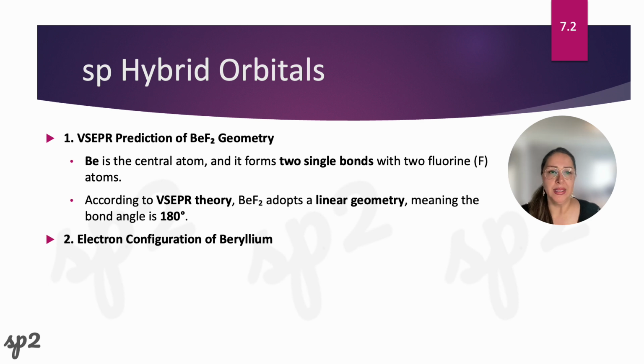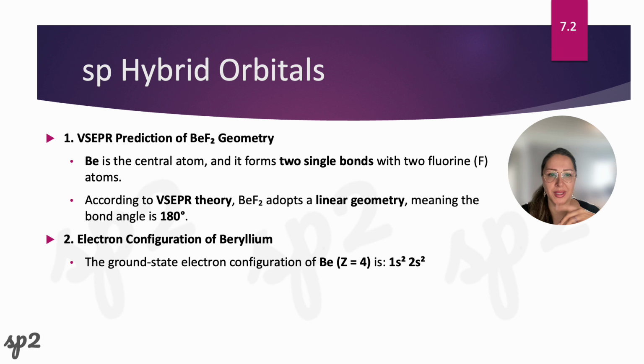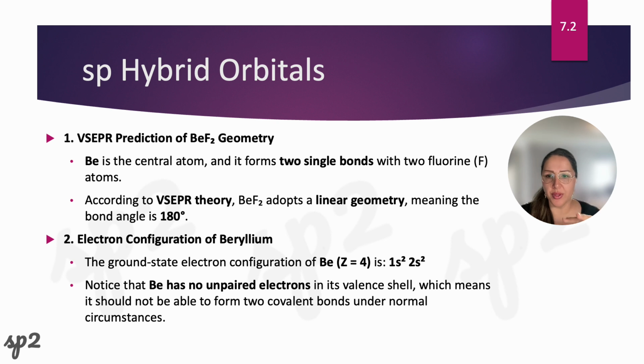Now, if you look at the electron configuration of beryllium, we know that the ground state is 1s2 2s2. That means both of these electrons are in the same orbital. We don't have any unpaired electrons in the valence shell, which means it shouldn't be capable of making covalent bonds. But we know that this molecule does exist. So how is that possible?